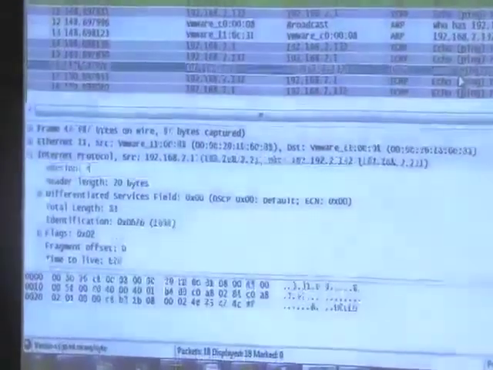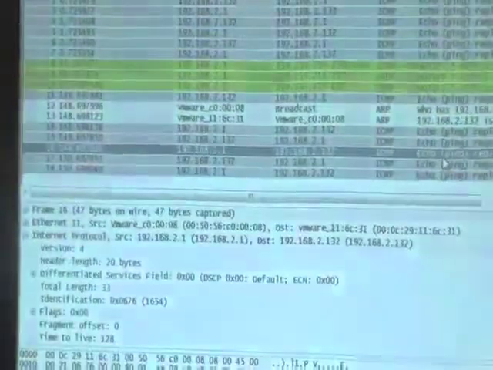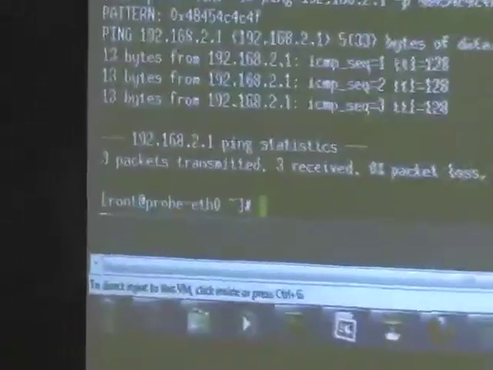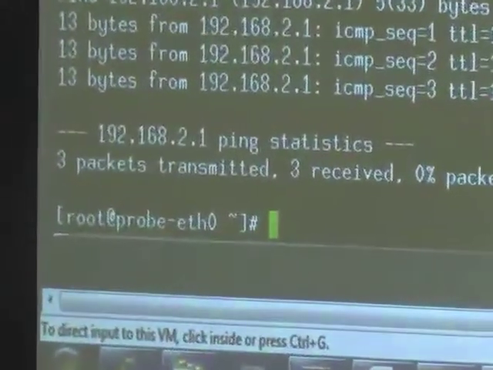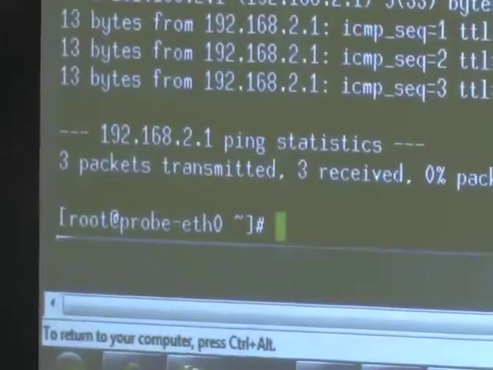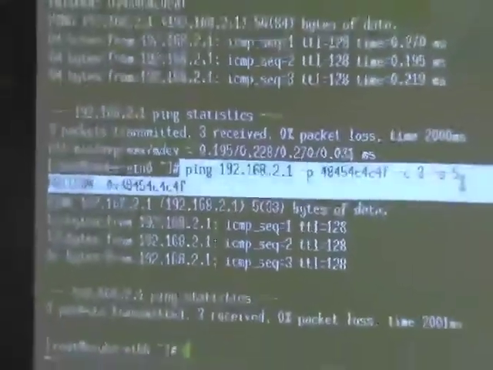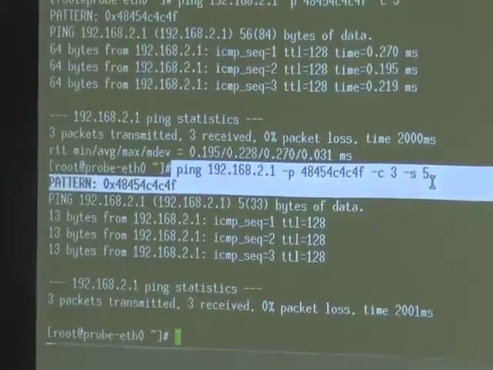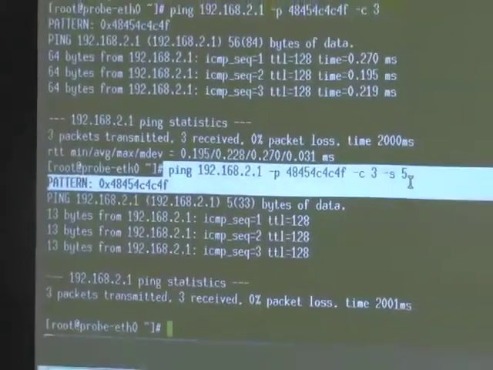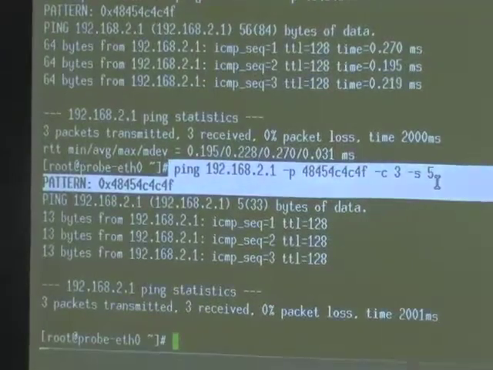Go to Wireshark, and what am I saying? Hello. There's the solution. Right here. See it? That's the entire solution right there. Of course, don't put in the pattern. The pattern's put in for you. So everybody do that. Make sure you can do it.